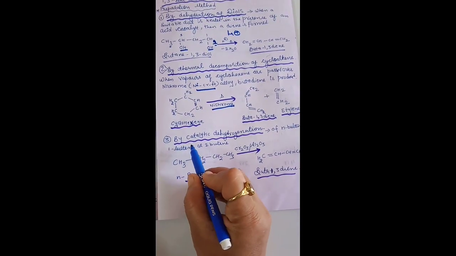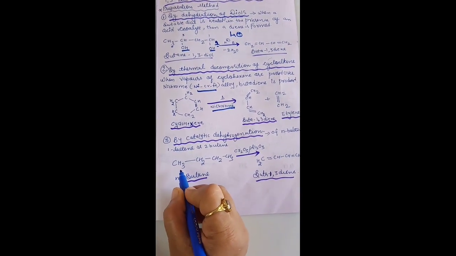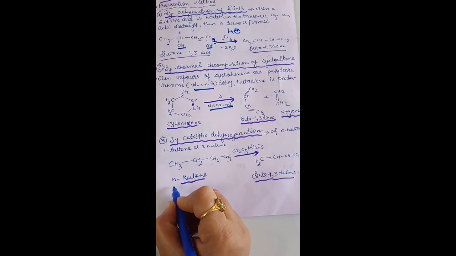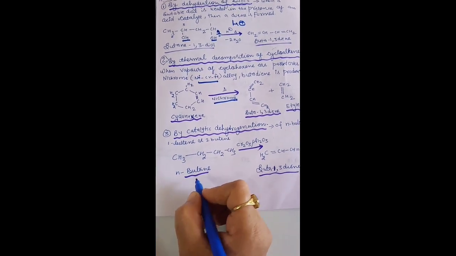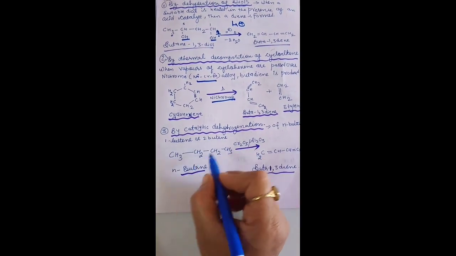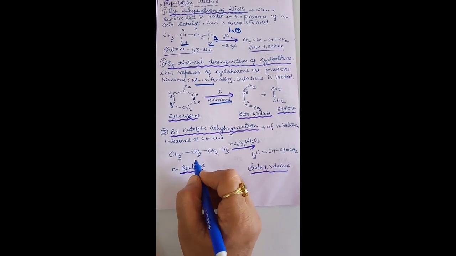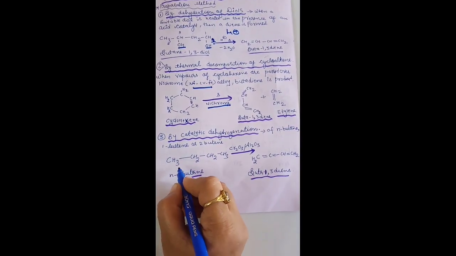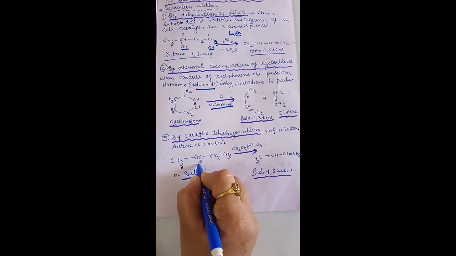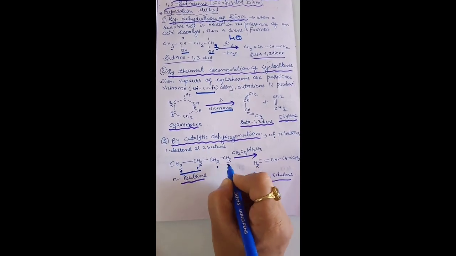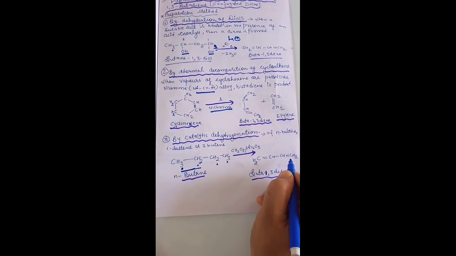The third method is the catalytic dehydrogenation of n-butane. When alkanes are written in a straight chain, we generally use n in the name, so n-butane. When we dehydrogenate it, hydrogen is removed, and we get 1,3-butadiene. One hydrogen from here and one hydrogen from the neighbouring carbon are removed, so a double bond will be here. Similarly, one hydrogen and one hydrogen are removed from these two carbons, so again one double bond will be there.